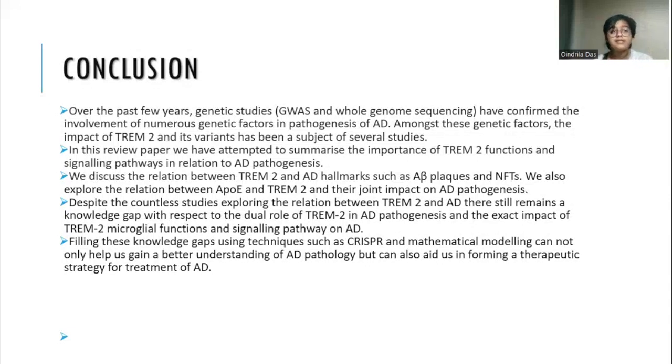So targeting these rare and unknown signaling pathways in relation to TREM2 and Alzheimer's disease, exploring them and forming comprehensive study models of these signaling pathways to understand them better, can help us not only gain a better understanding of Alzheimer's pathogenesis, but can also give us better insight into therapeutics and the future of therapeutics with respect to Alzheimer's disease.